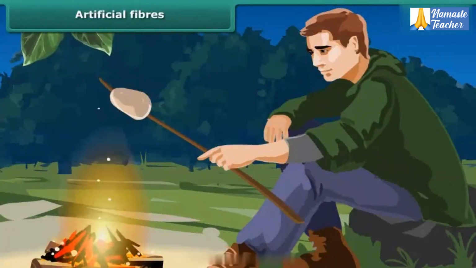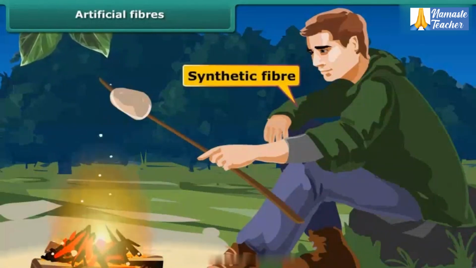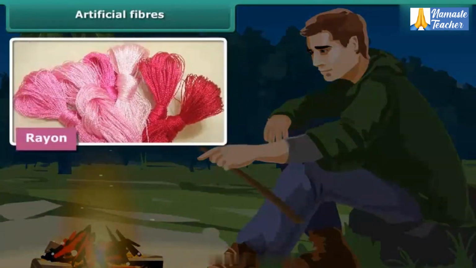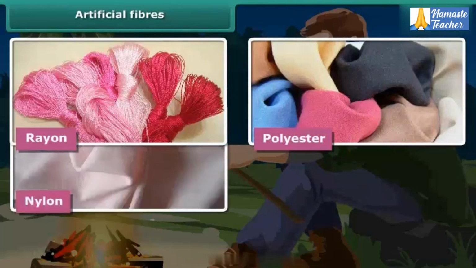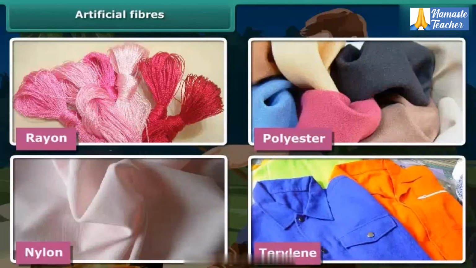Artificial fibers. You might have heard that we should not wear synthetic clothes while working near fire. What are the synthetic clothes made of? Well, these clothes have yarns of man-made artificial fibers. These fibers catch fire very easily. Some examples of synthetic fibers are rayon, polyester, nylon, terylene.